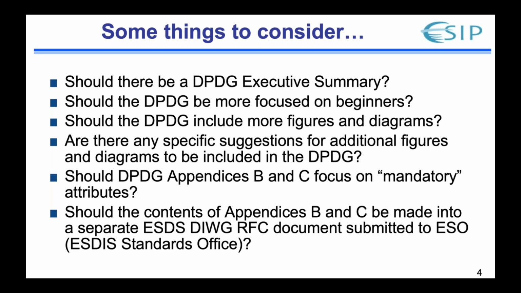And if for some reason the majority find that appendices B and C on the attributes are too long, I think we could package those into an RFC document. I mentioned DIWG, that's the Dataset Interoperability Working Group, which is another ESDS working group, and I think those two appendices could be packaged and submitted to ESO as a separate RFC document, and that way there would be a form of validation of these lists of attributes.